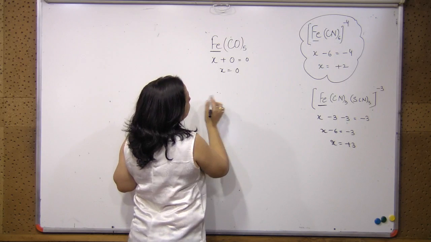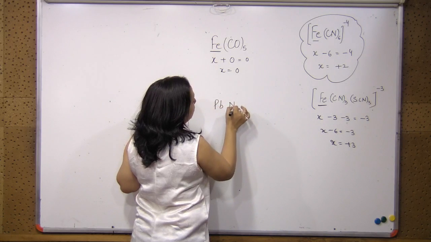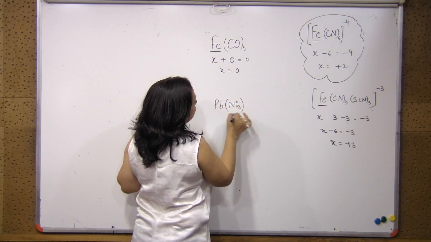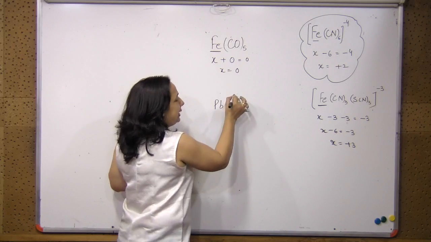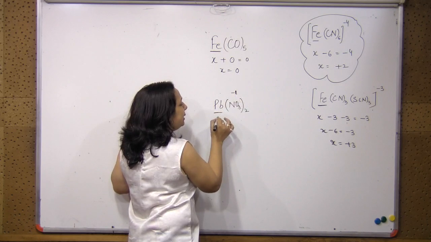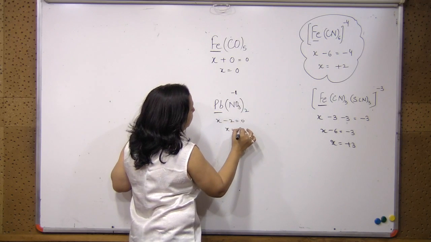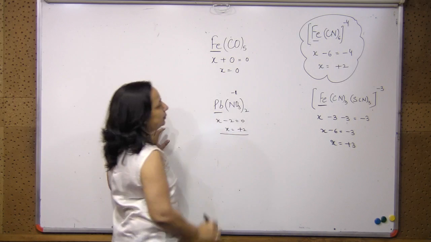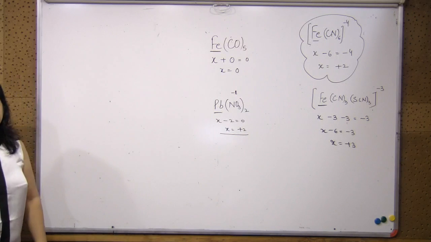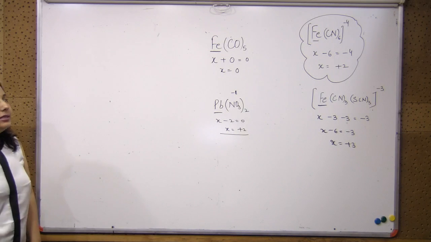If it is written Pb(NO3)2, nitrate, if known to you, is minus 1. The lead can be calculated: x minus 2 is 0. X comes out to be plus 2. Clear? So we can calculate oxidation number by using radicals also.